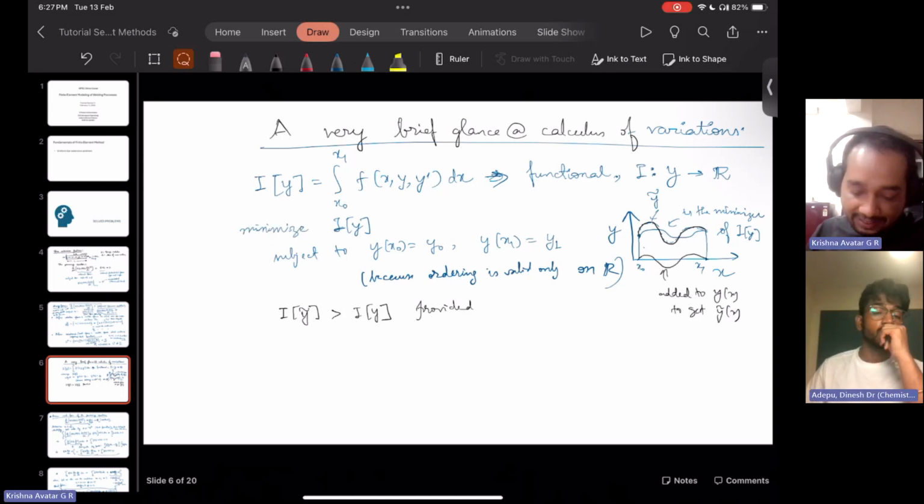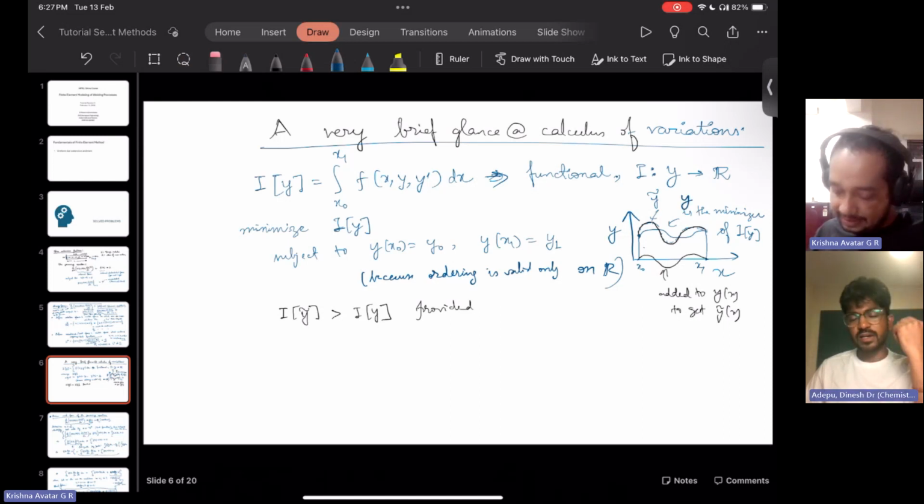And then we have already assumed that y is the minimizer. Yes. I was thinking in terms of an inflection point, but anyway. Not inflection point, forget about it. So this is what we call eta of x, right?